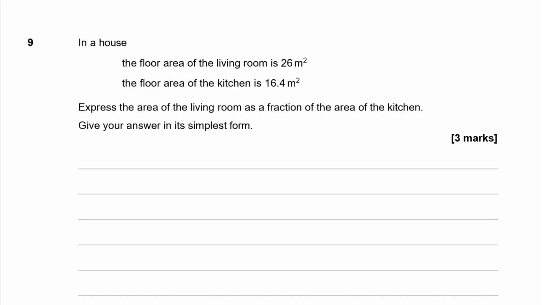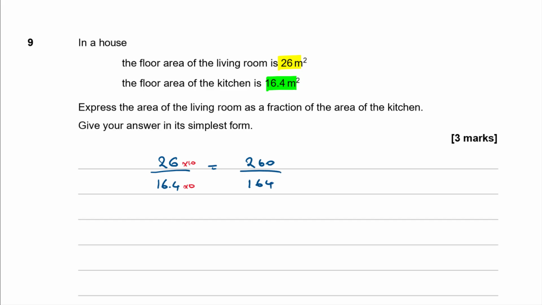So I want to write this one as a fraction of this one. If I'm writing one number as a fraction of the other, the number itself is the number at the top, the numerator, and what it's a fraction of is the number at the bottom. So I've got 26 over 16.4 here. Okay, so we can't really have fractions with decimal numbers in, can we? So how can we get rid of that decimal? Well, probably the easiest thing is just to multiply top and bottom by 10 to start with. Just get rid of the decimal and then look to cancel after that. So I've got 260 over 164.